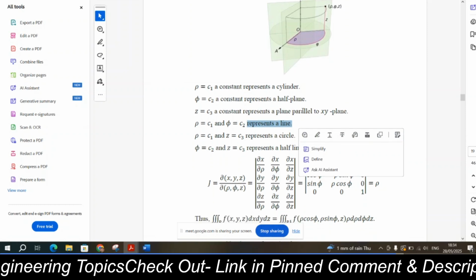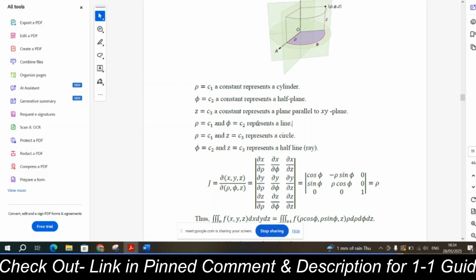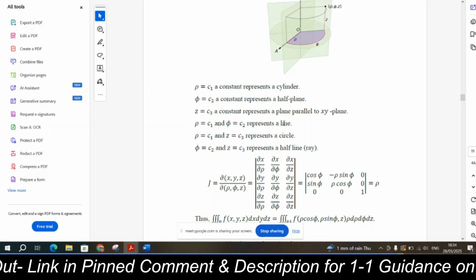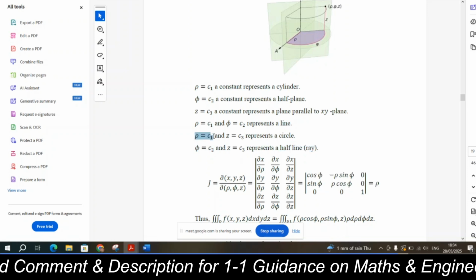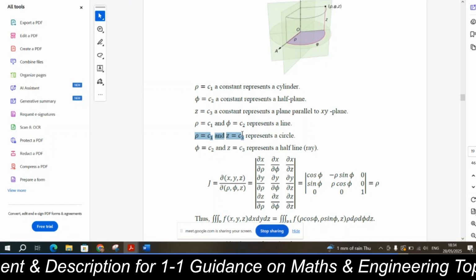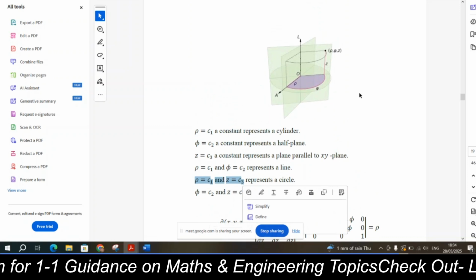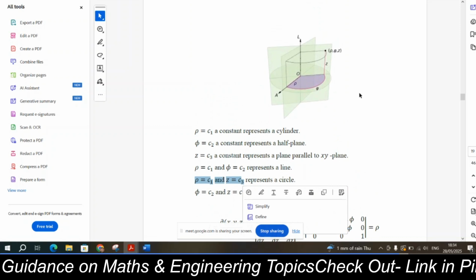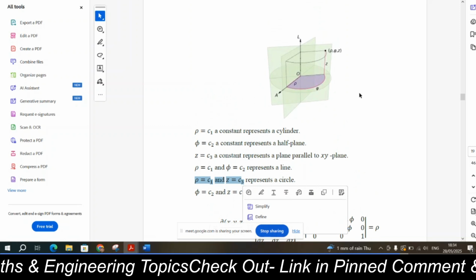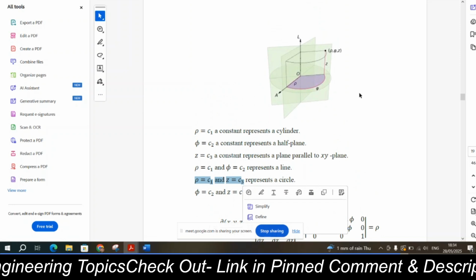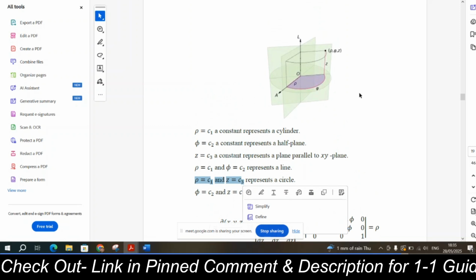So first three are clear. Now if you are having two conditions constant, so you have a particular rho and a particular angle, then it becomes a line, correct? It should actually be a half line or a ray, similar to the last condition mentioned over here. If you have a particular rho value and a particular z value, that is the height, then it represents a circle.